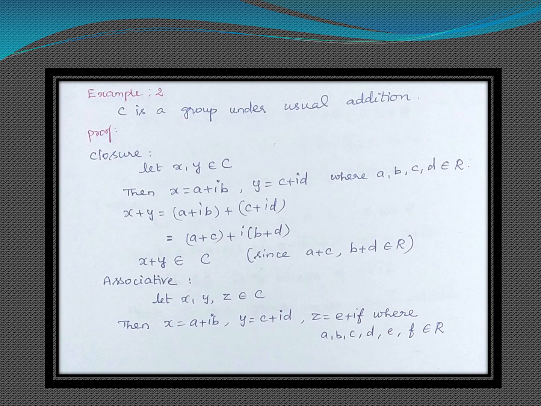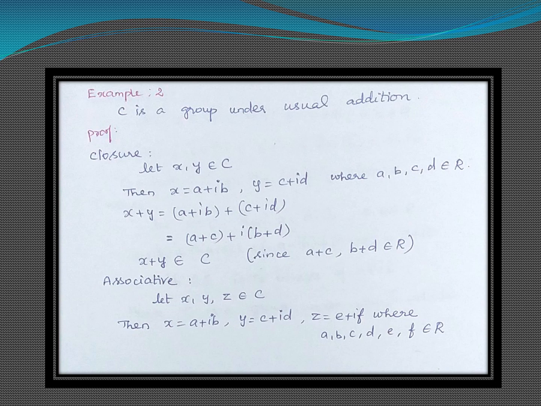First condition, closure. Let me take two complex numbers x, y. Then we name it as x equals a plus ib, y equals c plus id, where the coefficients a, b, c, d all belong to R, that is set of all real numbers. Then x plus y, which is equal to (a plus ib) plus (c plus id), equals (a plus c) plus i times (b plus d).